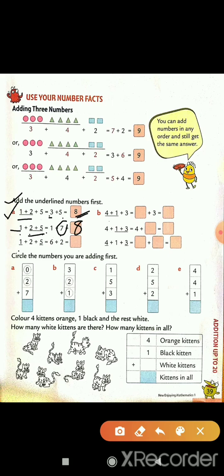Next, 1 plus 2 plus 5. So 1 and 5 are underlined. 1 plus 5 is equals to 6. And the 2 is remaining. So 6 plus 2 is equals to 8. You remember the number combinations, students? Number combinations are used here. Got it, students? Next, B.